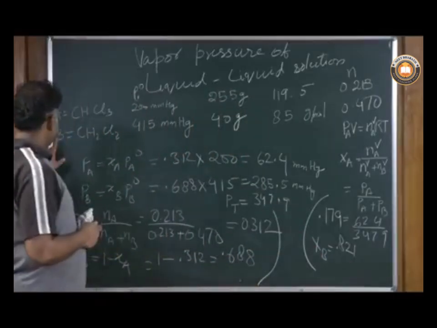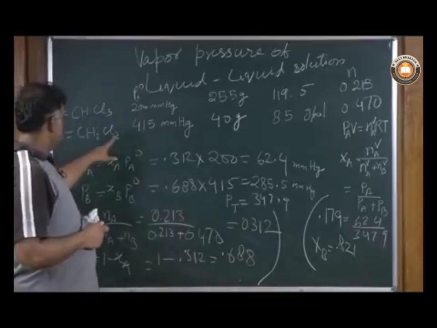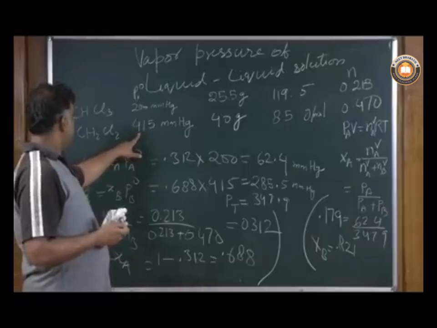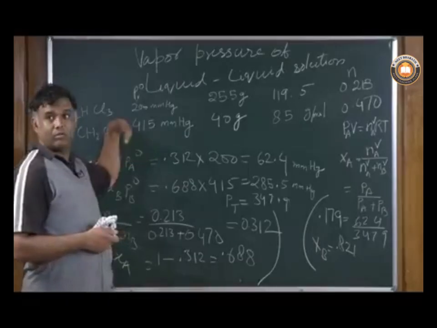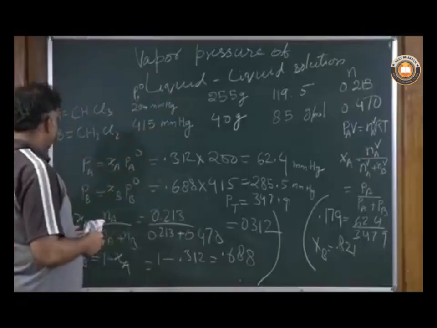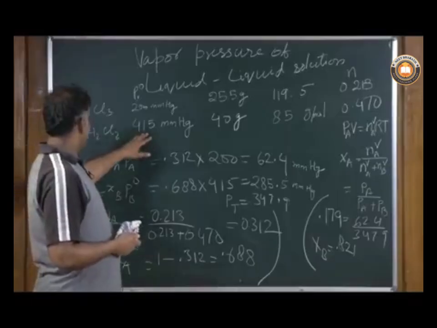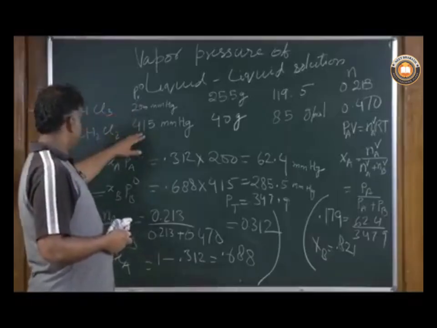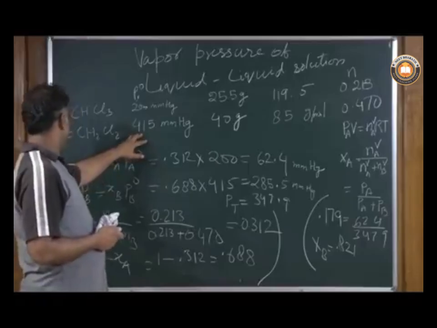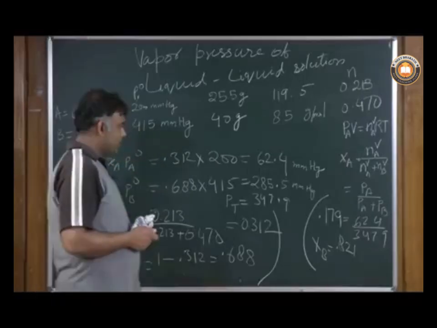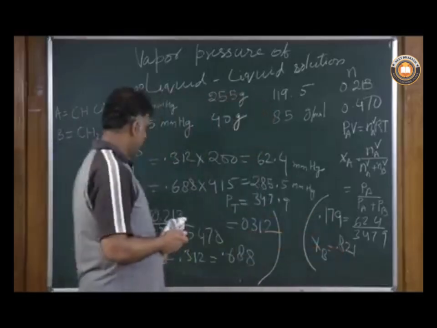And you can see B has a higher vapor pressure, means it has a higher tendency to go into the vapor phase. It has a higher volatility. So, it is a more volatile compound than A. So, it has a higher tendency to go into the vapor more than A. So, it is going to be richer in the vapor phase than A. Okay.